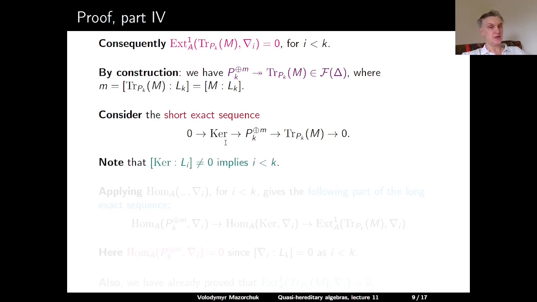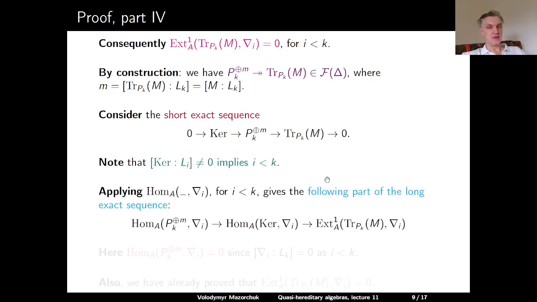Let's denote it by ker. By construction, we have that our kernel doesn't have any composition subquotient which is isomorphic to Lk. In other words, any non-trivial composition subquotients of ker are of the form Li, where I is smaller than k. Because all appearances of Lk appear in the top of Pk, and there are as many of them as the multiplicity of Lk in the trace in M of Pk.